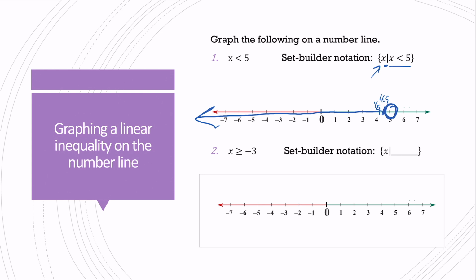Here, I have x is greater than or equal to -3. So -3 could be in my answer because it makes this inequality a true statement. And since it's greater than, it's going to be the bigger numbers. We're going to shade this to the right. So what I have in blue here is my solution set graphed. And I could write it in set builder notation. I've got x such that x is greater than or equal to -3.